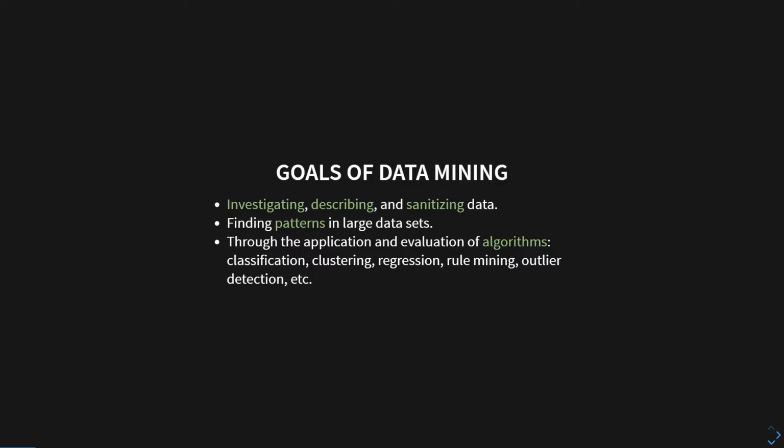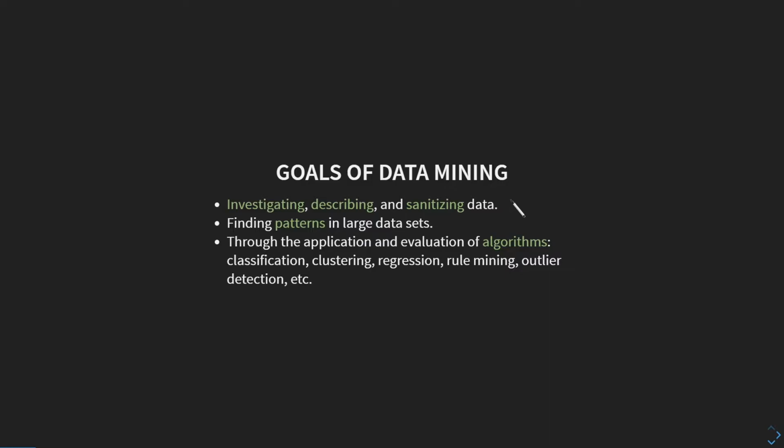Now, typically the goals of a data mining workflow can be broken down into three components. The first one of which is handling data, so that is, after it is collected, investigating if there are certain errors or anomalies in this data, describing it using certain statistics. Once we understand our data, we can start sanitizing it so that it becomes a bit more handleable for our algorithms.